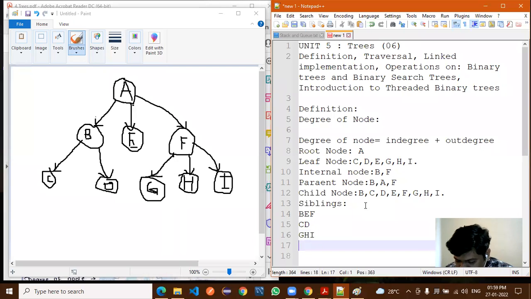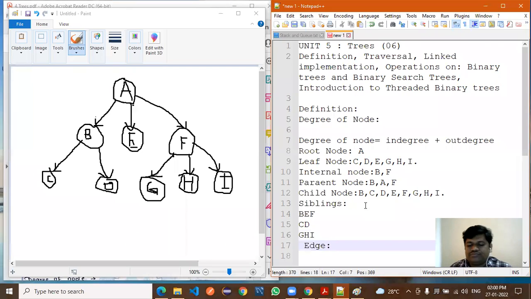Next concept. What do you mean by edge? A line drawn from one node to another node is called an edge. Edge means a line drawn from one node to another node. So this arrow is called an edge, right?